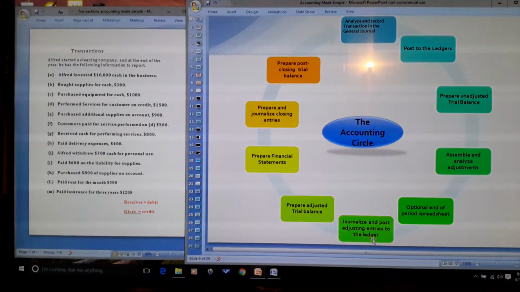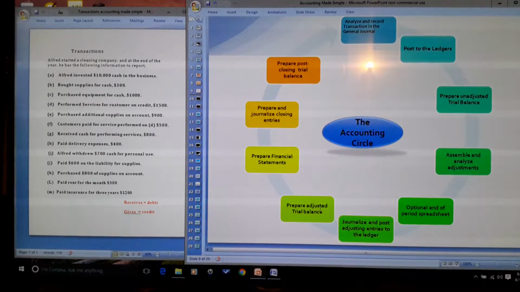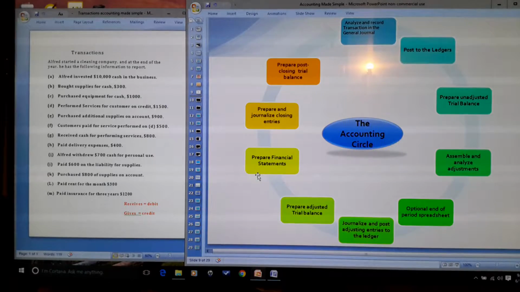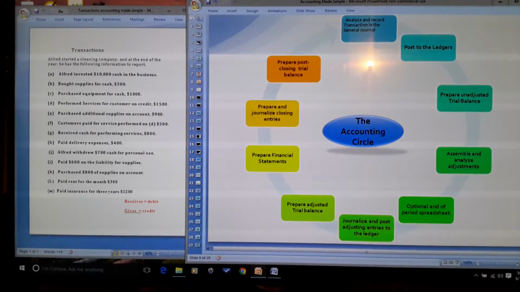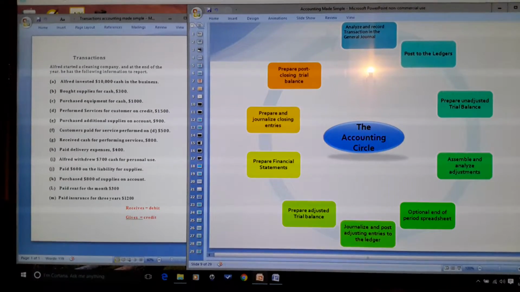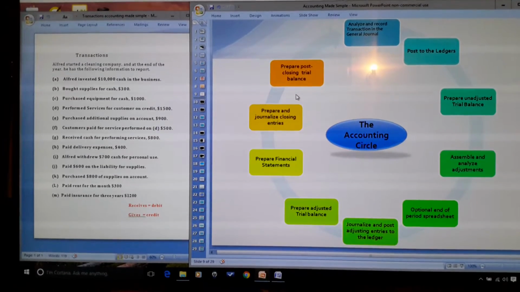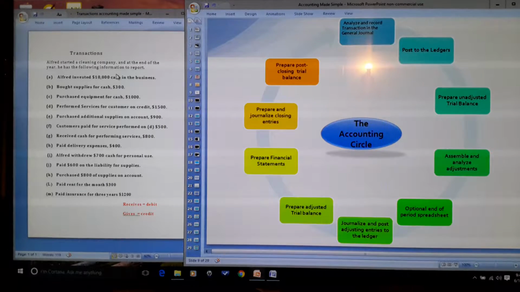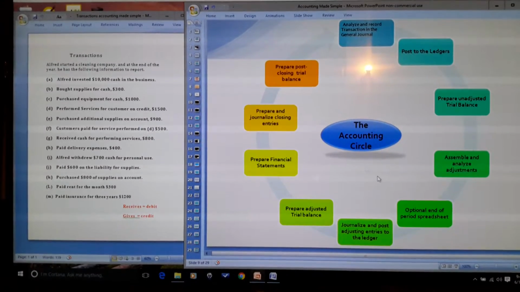adjusting entries to the ledgers. And I'm going to prepare the adjusted trial balance. I'm going to show that to you, and the financial statements, and then prepare the closing entries, journalize the closing entries, and then post the closing trial balance. So please pay attention to these transactions and see how we analyze them as we go.